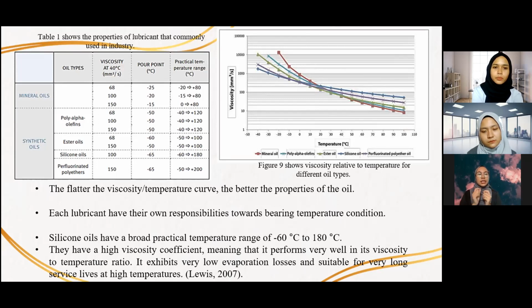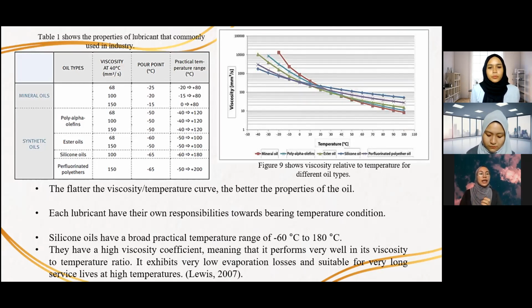Many researchers explain that the flatter the viscosity-temperature curve, the better the properties of the oil. But each lubricant has its own role according to the environment and bearing temperature condition. As AISHAH stated, in the fabrication of self-lubricating bearings, silicone oil is the optimal lubricant that can be used in industry because it has a broad practical temperature range of negative 60 degrees to 180 degrees.